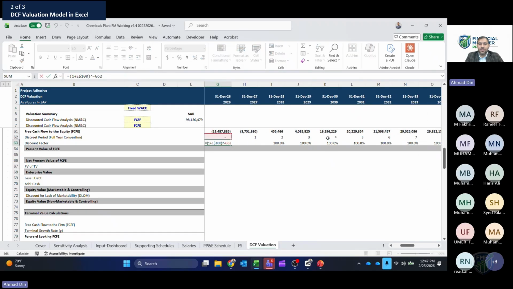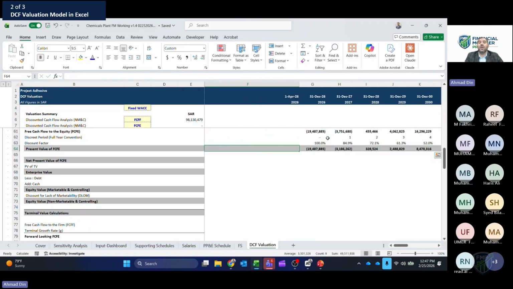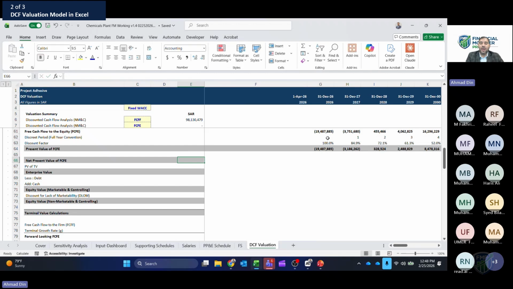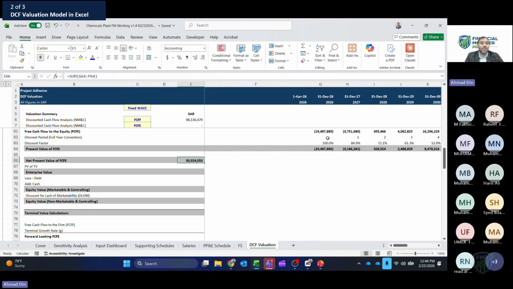Yeah, sorry. We need to anchor E. We can fully anchor it. Okay. So now we have our discount rate, FCFE multiplied by discount rate. We have our present value of FCFE, which will be the same as FCFF. We will get the net present value of FCFE, which is 30 million.